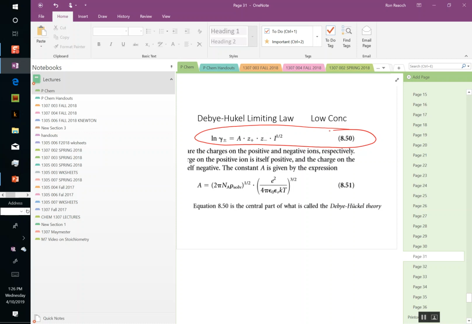The extended one is equation 8.52, and we won't deal with any problems with that. I think even the author doesn't really either. Be aware that the Debye-Huckel limiting law can be extended, but one of the factors in there is the radius of the ion. We're never going to get to that level of detail here. So it can be extended, but it has to take more things into consideration.